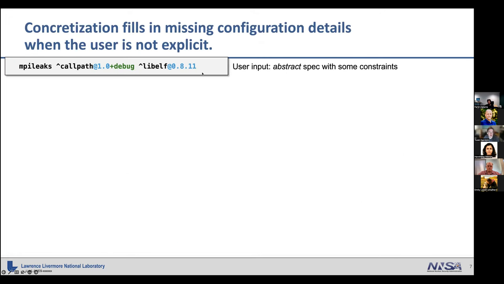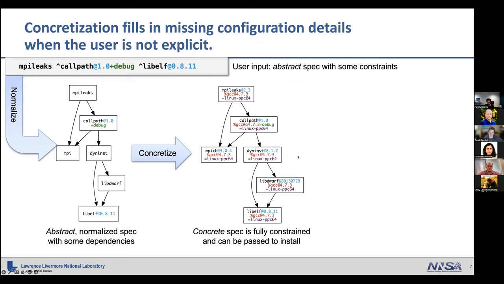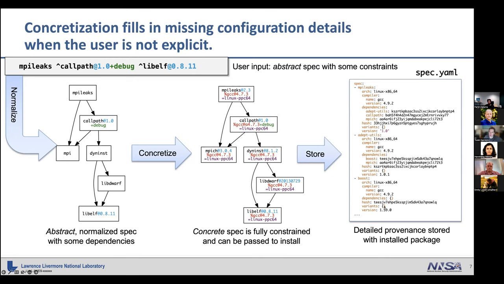Tying all of this together is this notion of concretization, which is our word for dependency solving. Given a description of a package like this, an abstract or functional requirement description of what you want installed, we take that, stick it on a graph, put some constraints on it, and do this concretization process that turns it into a graph with everything specified. This is what ends up getting passed to the install recipe for installation.